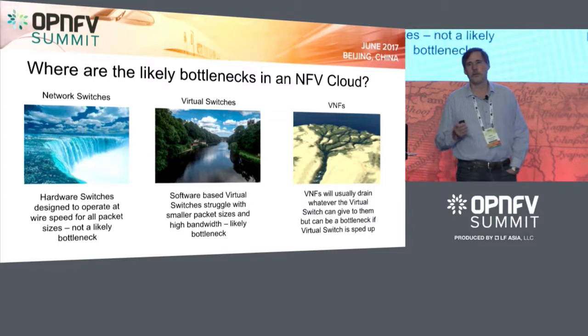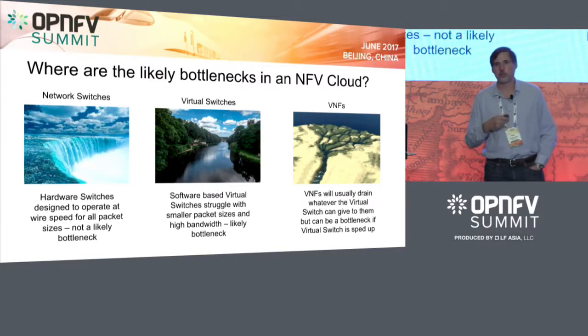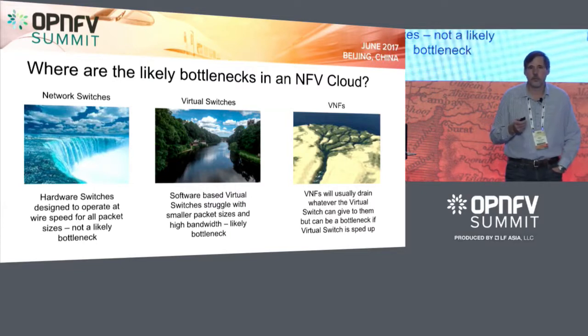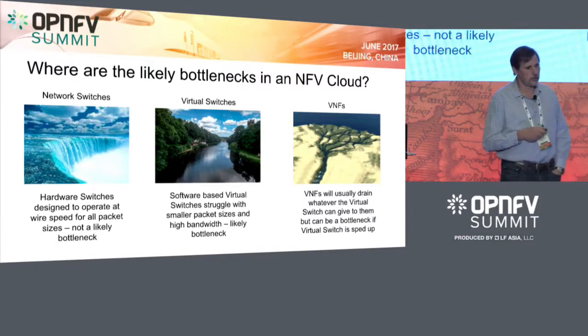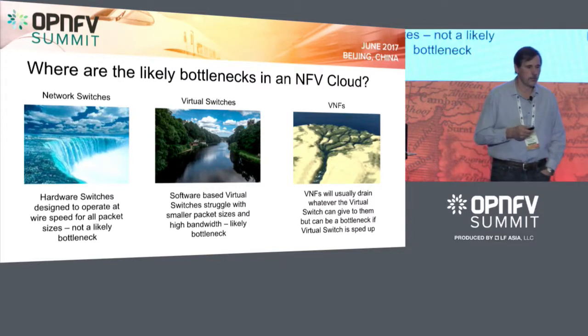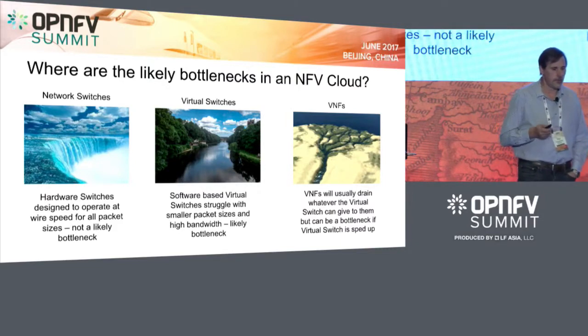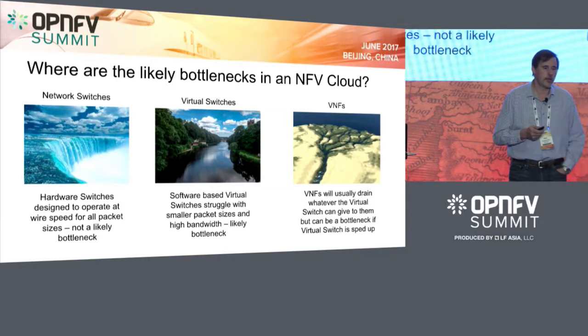But let's talk about where they're more likely to occur than not. If you look at network switches, hardware, this is a well-known technology that's been around for many years. It's purpose-built, typically on custom silicon, that's designed to operate at wire speed across all packet sizes. That's pretty much a given for any type of switch, whether it's a spine switch or a top-of-rack switch in the data center. So this is typically not a bottleneck in the NFVI layer.